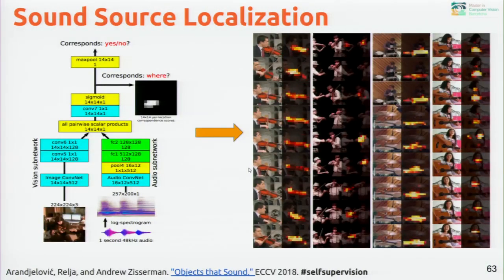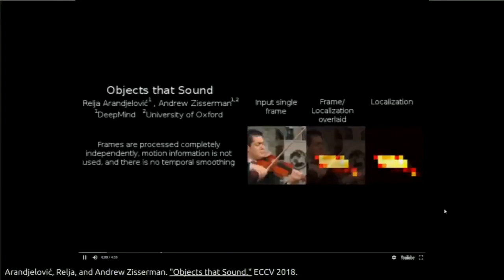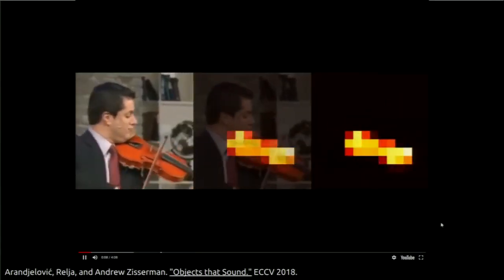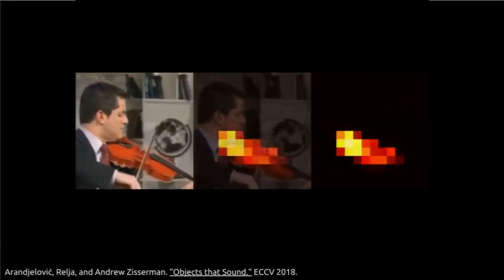What is also interesting is if we look at the convolutional features, in this case, you can actually have a weak location of the object that is sounding. Okay, and that's what they show here. I think there's a video, yeah. So just by training with pairs that match and pairs that don't match, you obtain this kind of weak object detectors for free.